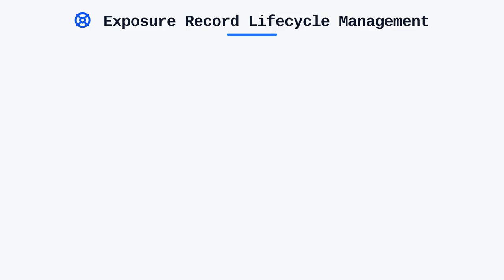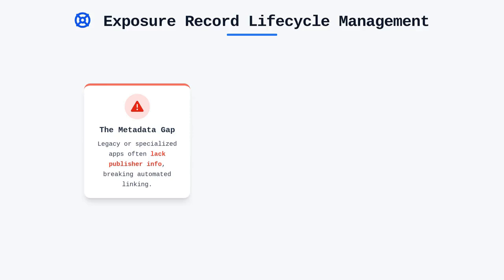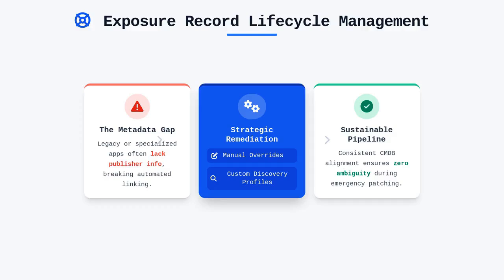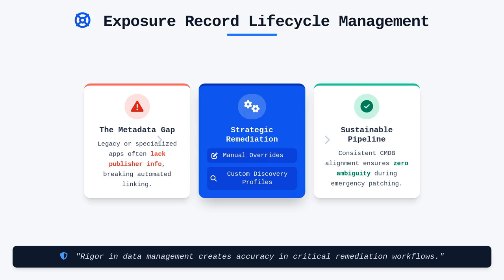Finally, managing the lifecycle of these exposure records implies a robust approach to handling missing metadata. It is common for legacy or specialized applications to lack the detailed publisher information necessary for automated linking. In these cases, you are responsible for defining manual overrides or custom discovery profiles that help the system categorize the software correctly. By consistently refining the software model and its association with the CMDB, you create a sustainable pipeline of vulnerability data. This rigor ensures that when an emergency patch requirement arises, your exposure analysis is already accurate, up to date, and ready to drive your remediation workflows without ambiguity.